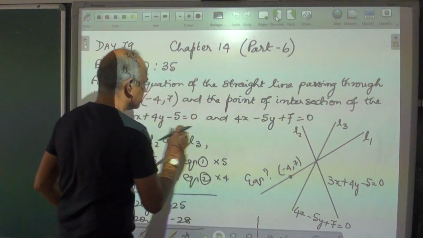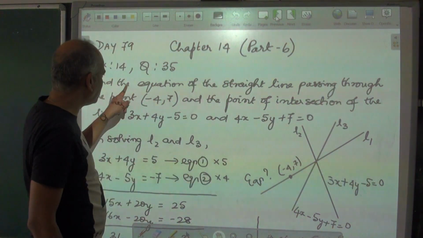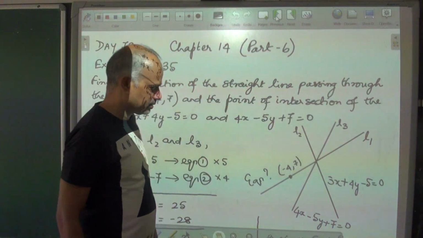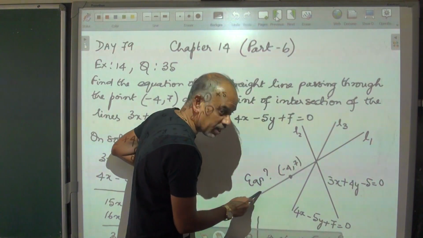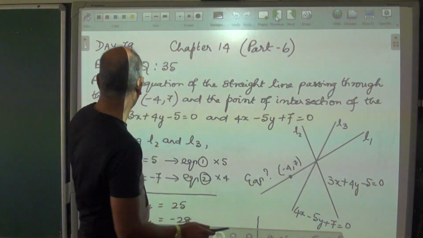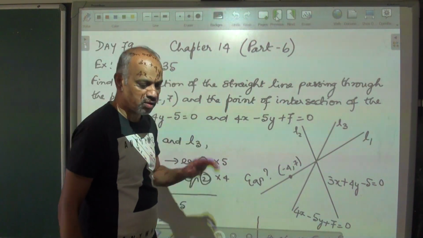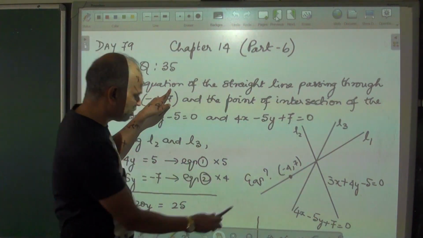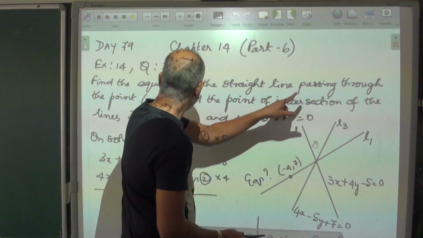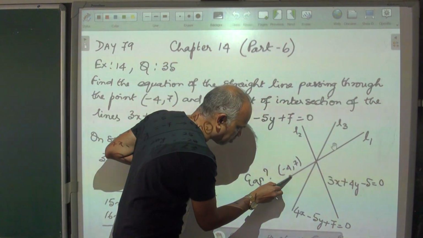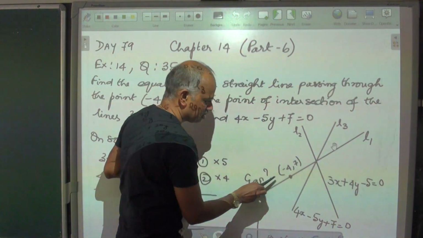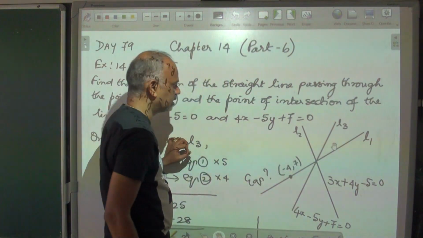I'll come to this later. First look at this. Find the equation of the straight line. I've just drawn the straight line. This is the straight line, line 1. For this you have to find the equation. The equation is not known. So find the equation of this straight line passing through the point minus 4, 7. So that's one point through which it passes.